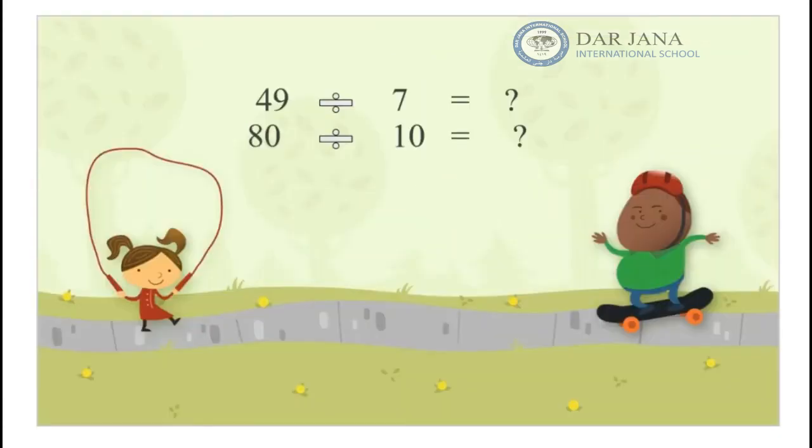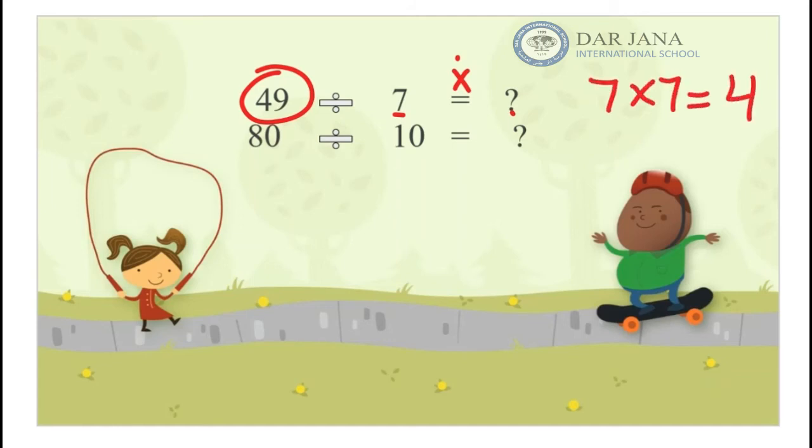Another 2 examples. I have 49 divided by 7. I put above the equal a multiplication sign. Then I ask myself, 7 times what gives me 49? I know from the multiplication tables that I memorized before that 7 times 7 gives me 49. So here, the multiplication sentence I used is 7 times 7 equals 49. So my quotient is going to be 7.